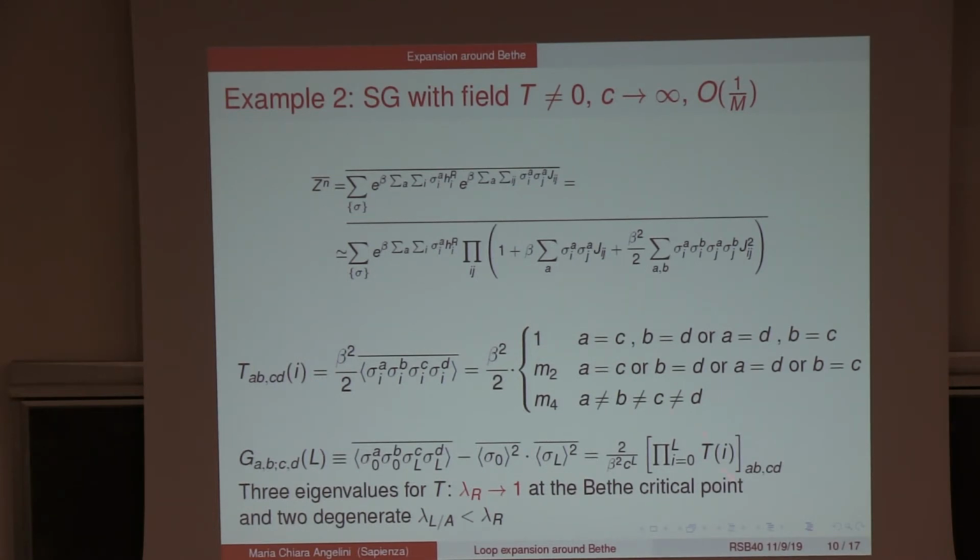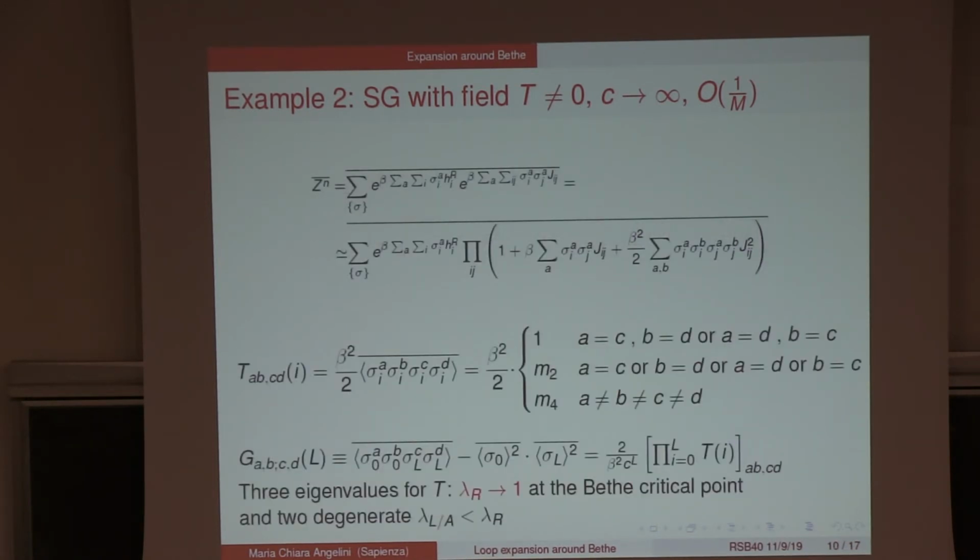Okay, so as before we find the eigenvalues of this matrix. We have one critical eigenvalue that, as usual, is called the replicon, which goes to 1 at the Bethe critical point. And then we have two degenerate eigenvalues, the longitudinal and the anomalous. They are degenerate and they are smaller than the critical one.